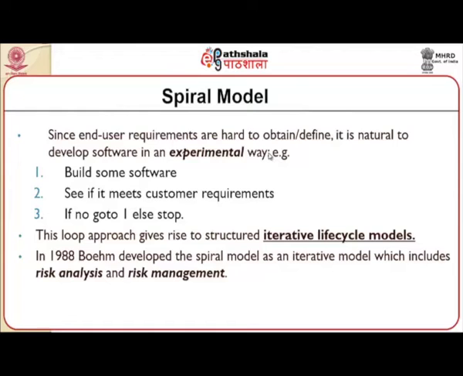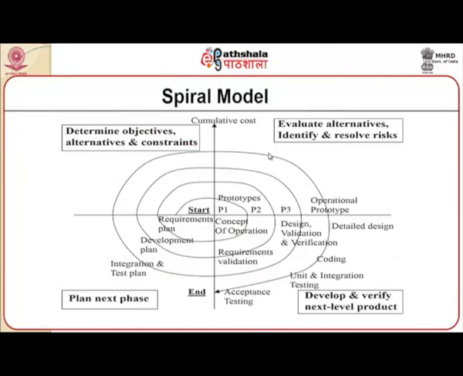In 1988, he developed this model called the spiral model as an iterative model which includes risk analysis and risk management. So these two are mentioned to be the key ideas behind the spiral model. One is called risk analysis, the other one is risk management. Now look at the entire model structure, where it has been divided into 4 phases. We will start with the first phase, which is called determine objectives, alternatives and constraints.